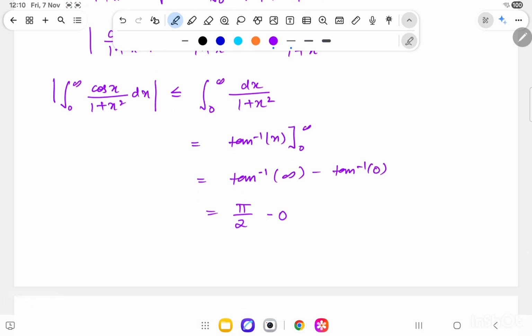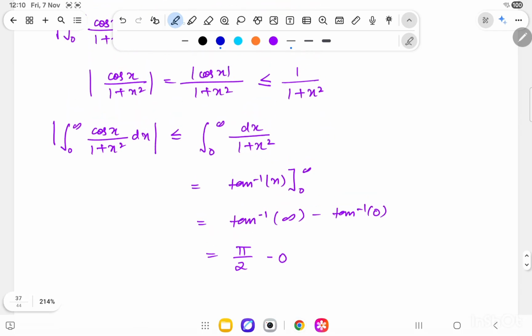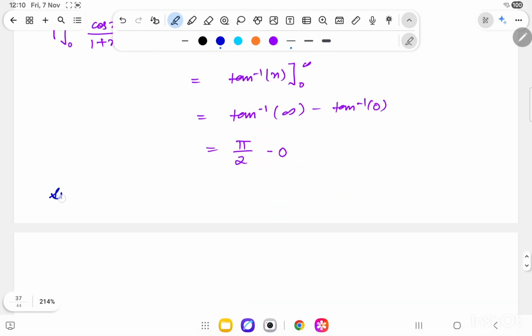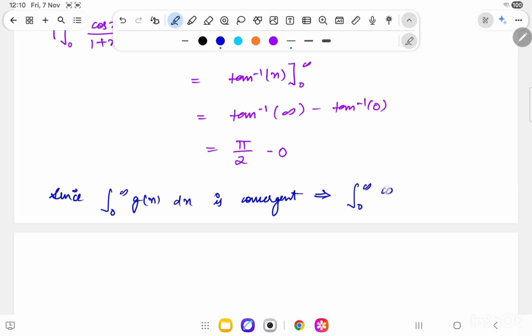Now if you observe, we got this integration on the right hand side as convergent. Let's name it integration 0 to infinity gx. Since integration 0 to infinity gx dx is convergent, from here we can imply that integration 0 to infinity cos x by 1 plus x square dx is also convergent by the comparison test.